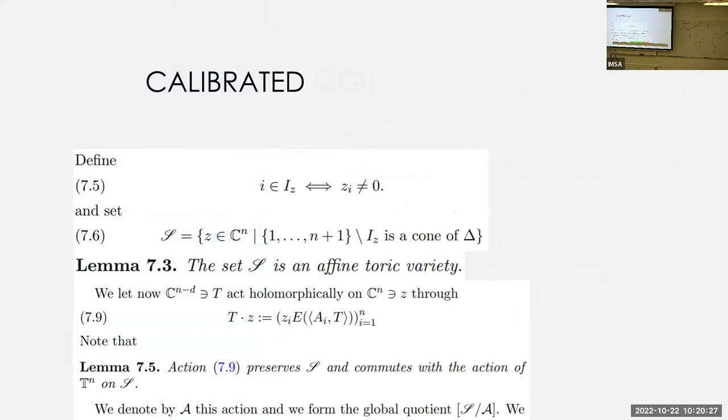I have the calibrated situation with the gerbe in the rational case, and I get this typical definition of what to take off C^n, if I have the quantum fan. Maybe I should move this, I hope I can move it all the way here. And now I define explicitly this action, but now I have this thing, the toric varieties are working here in this dynamical system. So I act, the action preserves the set and commutes with the action of the torus.